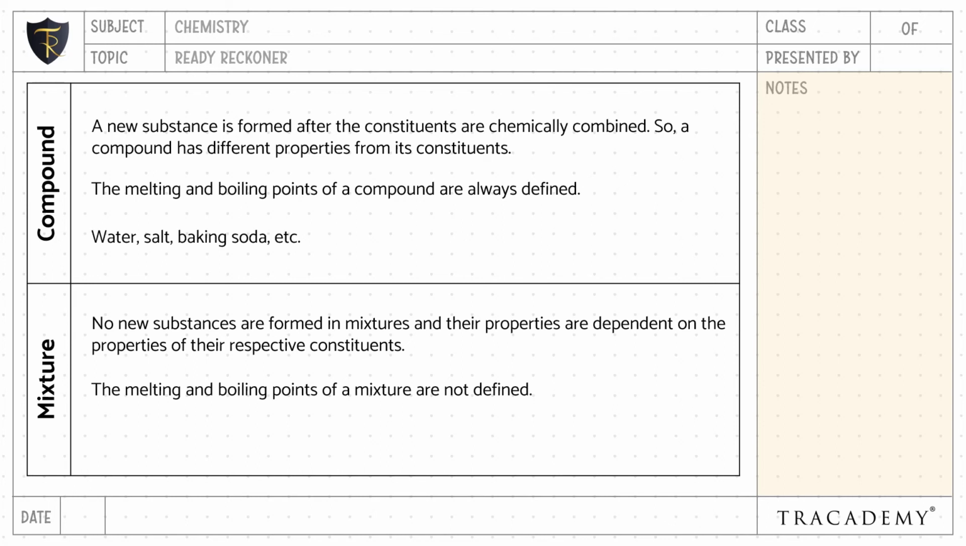The melting and boiling point of a mixture are not well defined. Water, salt, and baking soda are examples of compounds. Examples of mixtures include oil and water, sand and water, and smog, that is smoke and fog.